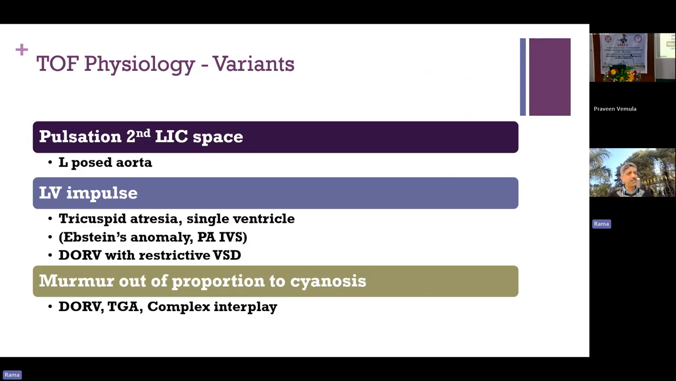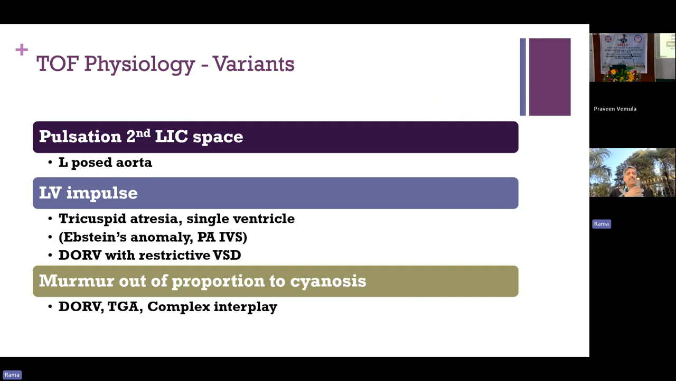Ebstein anomaly and PA-IVS are the non-tetralogy-like physiologies with LV apex. So cyanosis with LV apex, these are the 5 conditions that can produce it. Another important thing is the L-posed aorta. If you can see my hand, this is my L-posed aorta. What is an L-posed aorta?